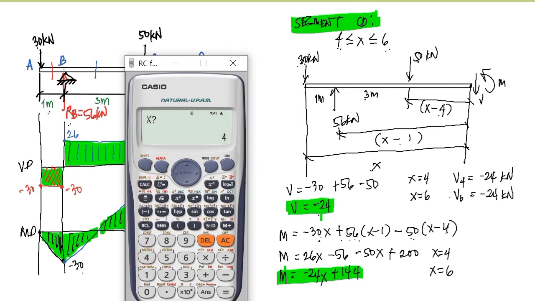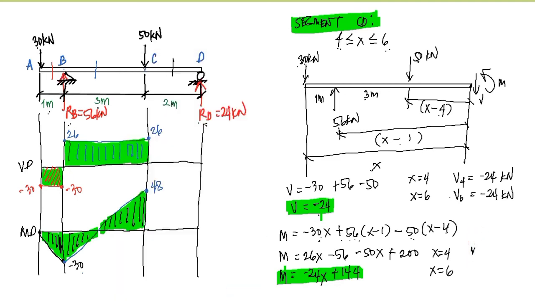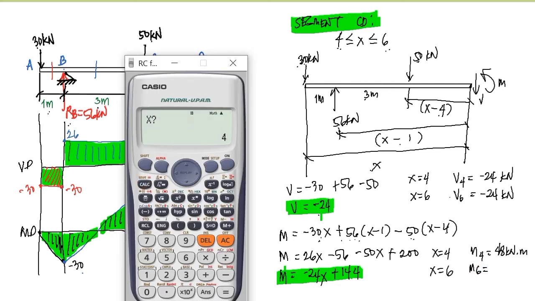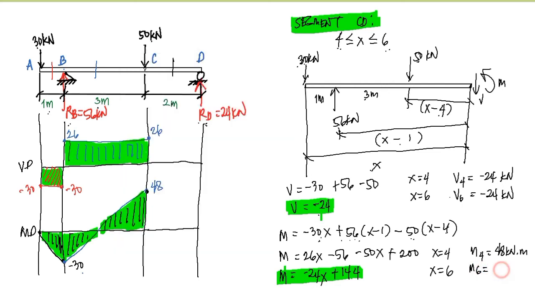So let's substitute 4, and we got 48 kilonewton. So we have the moment at 4 is equal to 48 kilonewton meter. To check, we have 48 kilonewton meter here, and that is our check. So it should match the answer in the previous segment. And we have here the moment at 6, and we got 0. So at x is equal to 6, we got 0 moment.